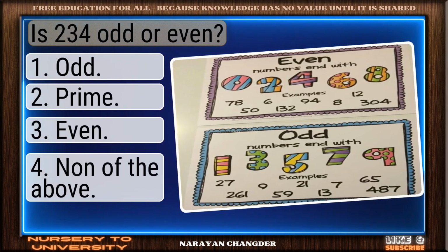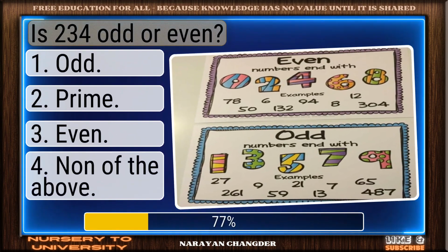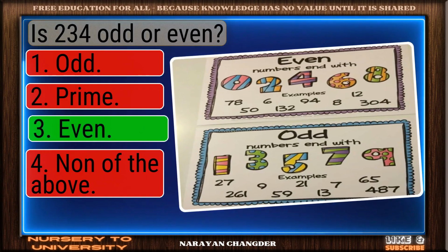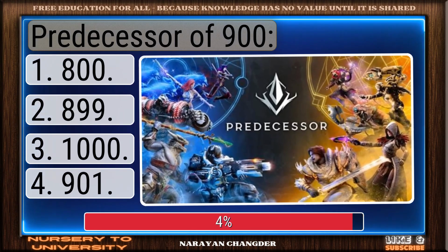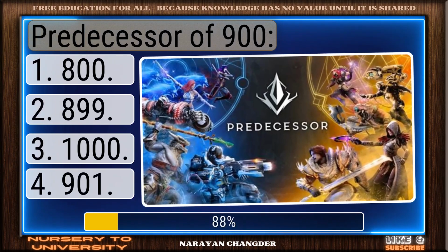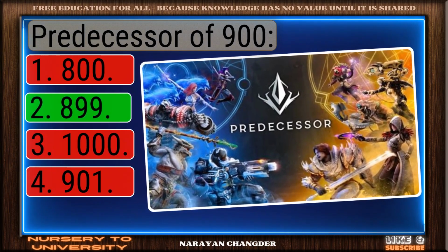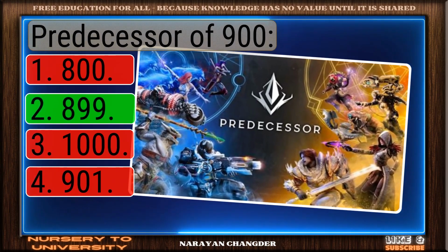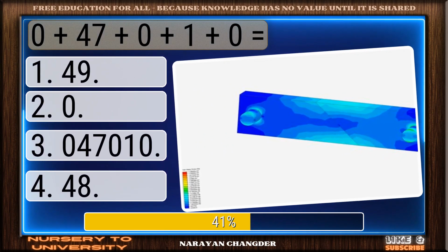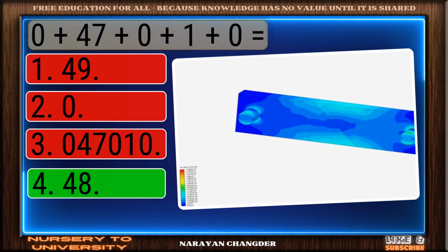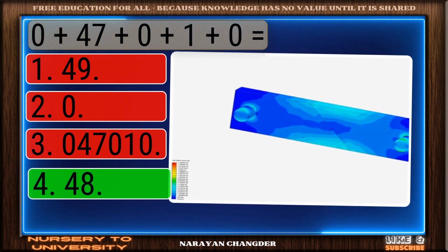Is 234 odd? Strong choice. Even is the right answer. Predecessor of 900. Excellent. 899 is a brilliant choice. Plus 47 plus 1 plus 1 equal to? Perfect. 48 is the correct choice.